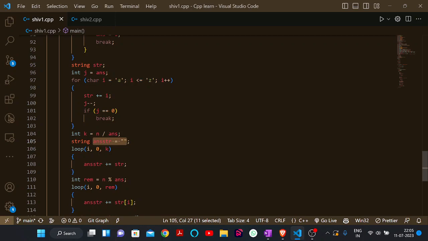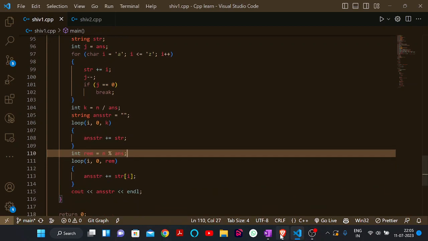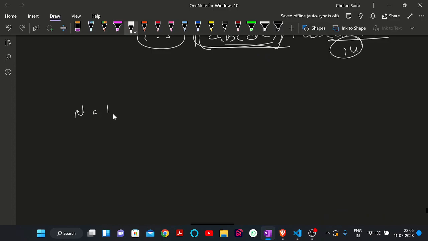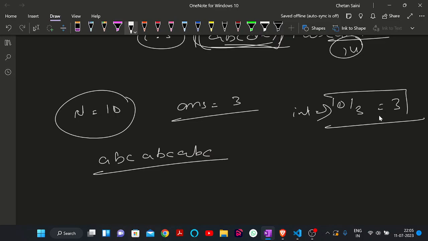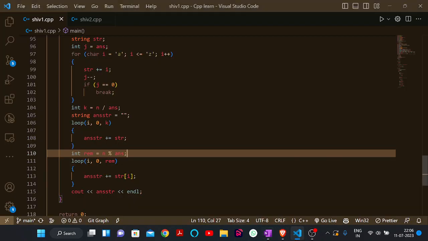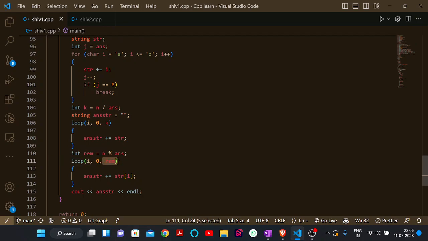that is k is equal to n by j. That is saying how many strings str we can add in our answer. So k times we are adding str, and there can be some modulo condition, like if value of n is 10 and value of j is 3, then a b c, so 10 by 3 is 3 in integer. So we have added 3 times abc, then 10 percent 3 is 1, which means we have to add one more character, that is a. So we are adding the remaining characters from str, that will be our final answer.